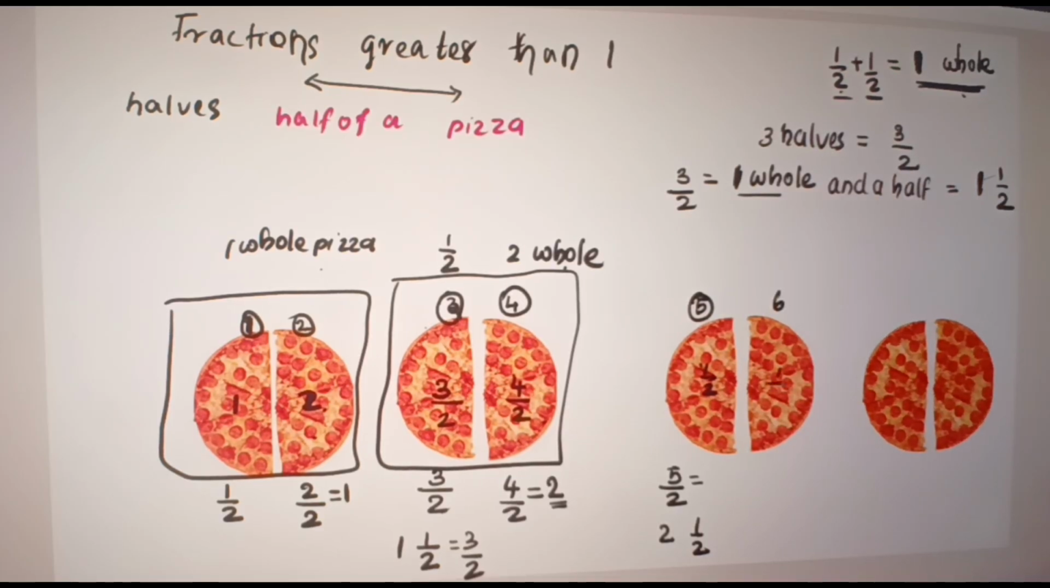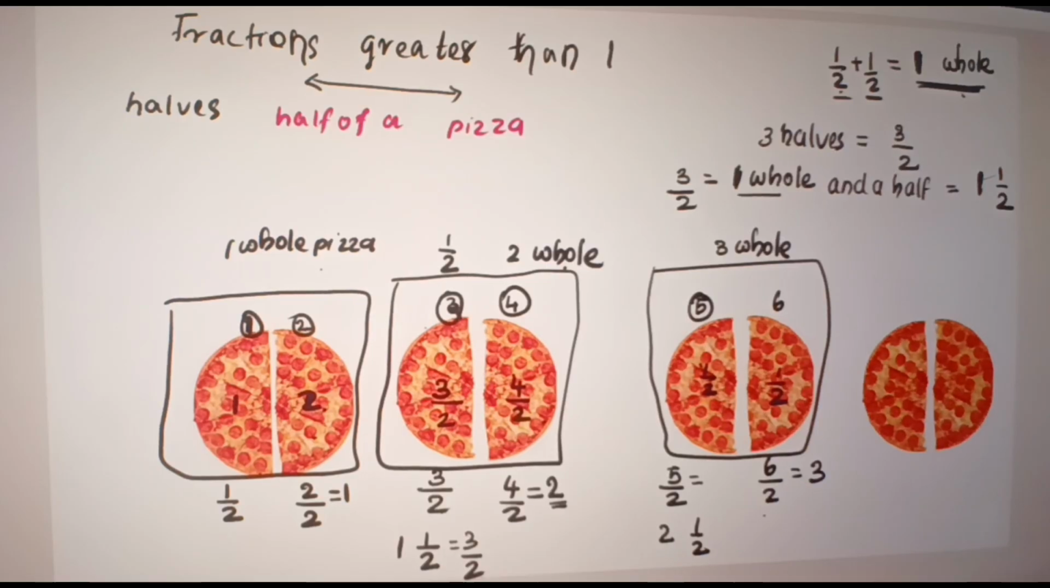So 6 halves make 3 whole pizzas. If you add another half, that is 7 halves now. So 7 halves means 7 over 2, and 3 whole pizzas and a half make 7 halves.